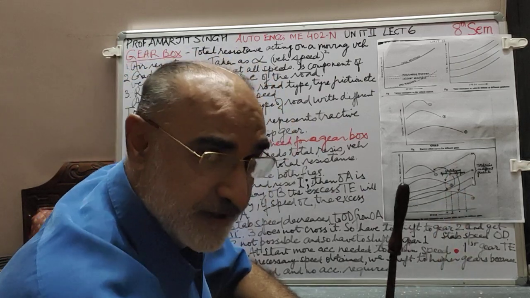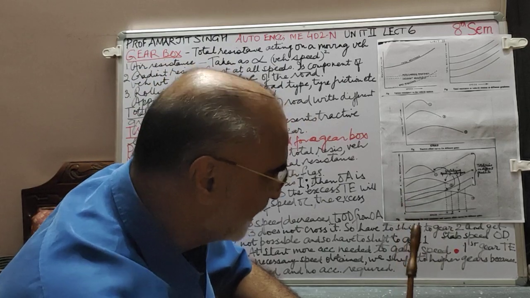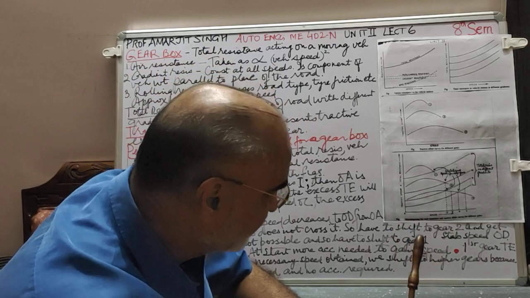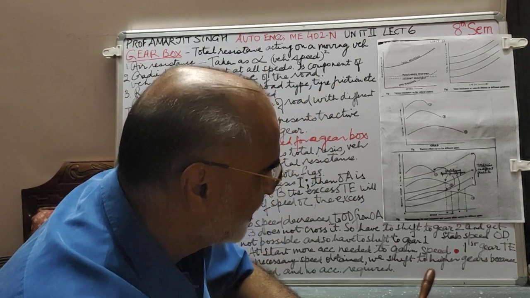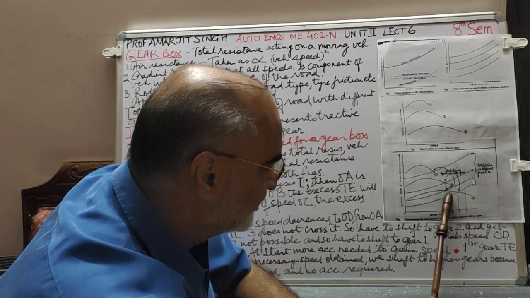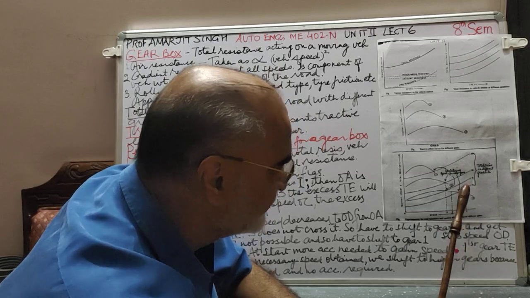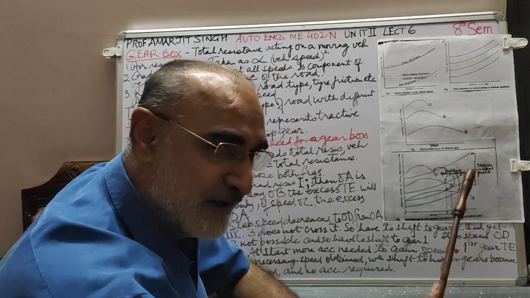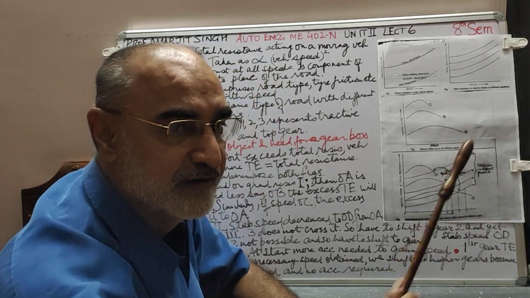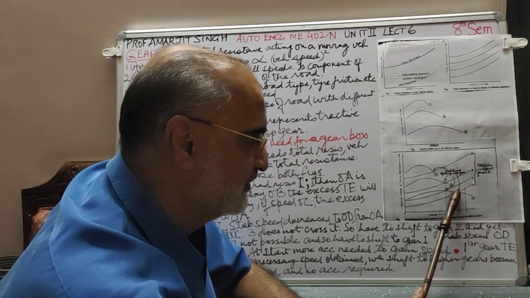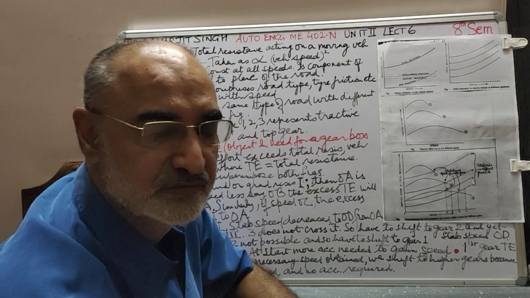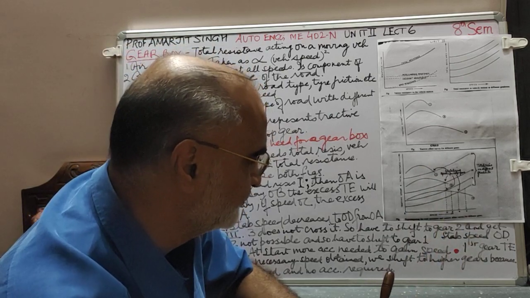Similarly, we are still in the third gear, remember. If the speed of the vehicle is OC, here the resistance is more, tractive effort is less. So automatically the vehicle will decelerate. It will slow down till it reaches the speed OA. I hope this is clear concept.